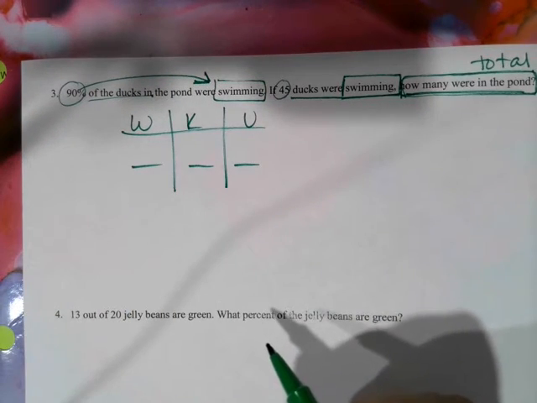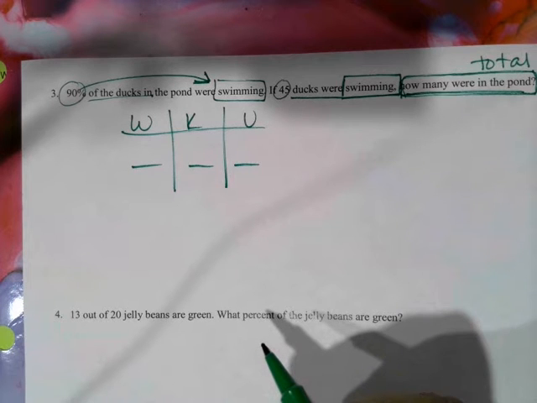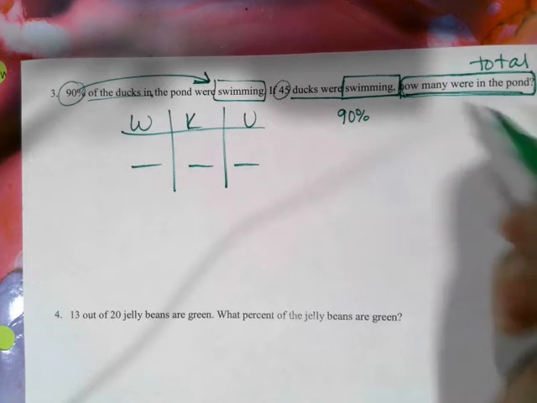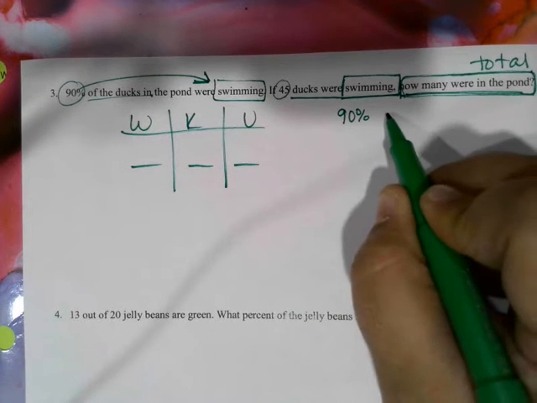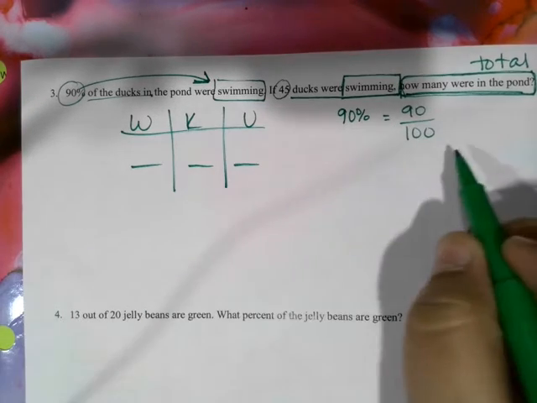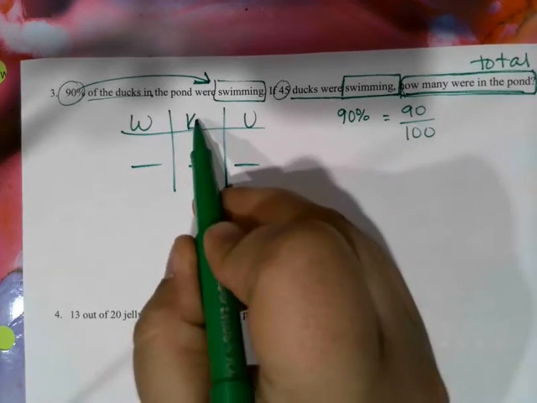First thing we should look for always is a percent. They gave me 90%. So I know for a fact that 90% can be written as a fraction as 90 over 100. So because I know that, I'm going to put it in my known ratio.